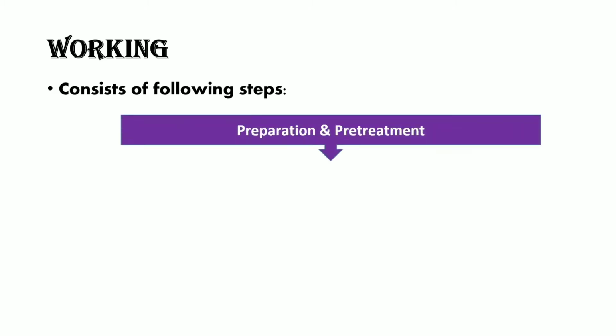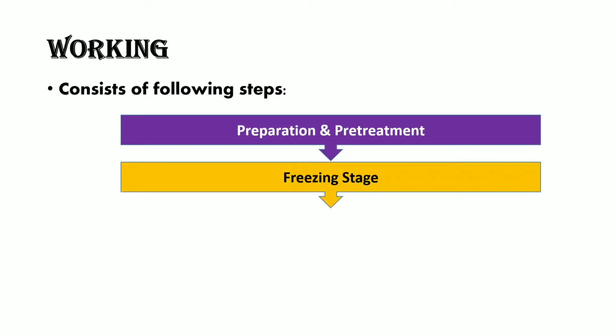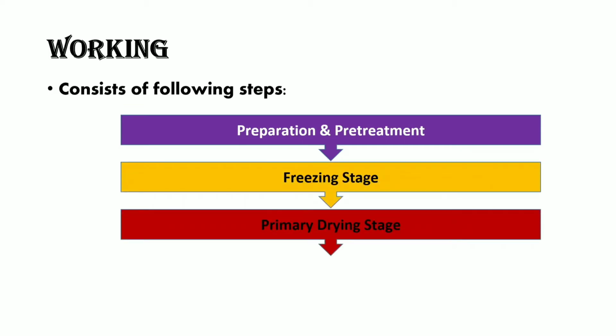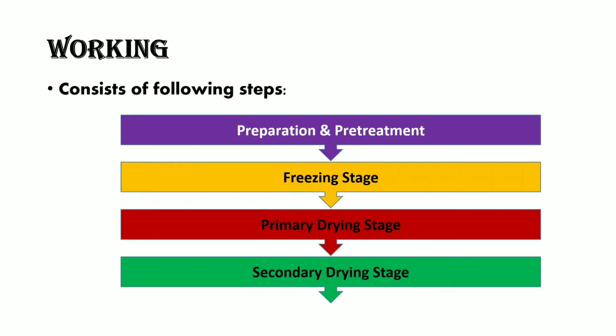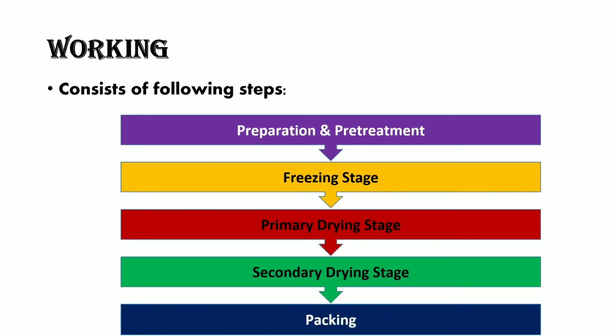If we move towards the working of the freeze dryer, the working can be divided into different steps. First one is preparation and pre-treatment. Second is the freezing stage. Third is the primary drying stage. Fourth one is the secondary drying stage. And the last one is packaging.